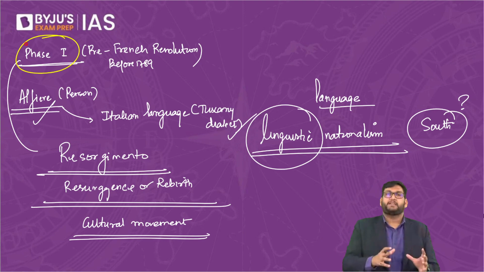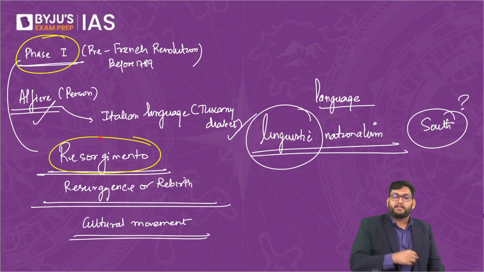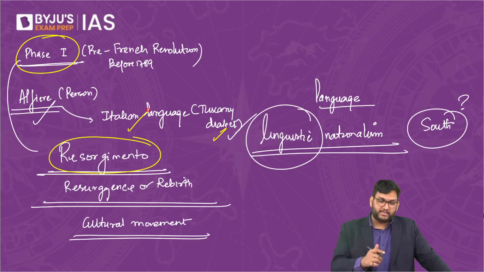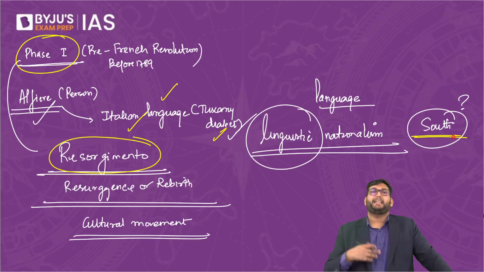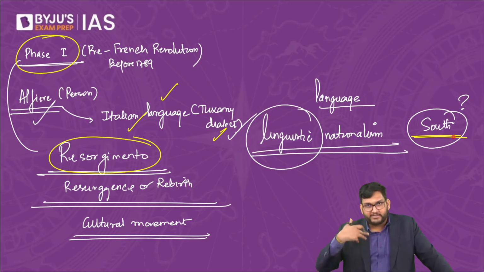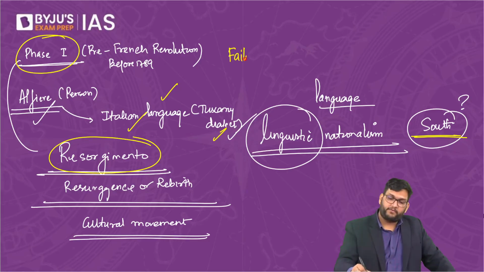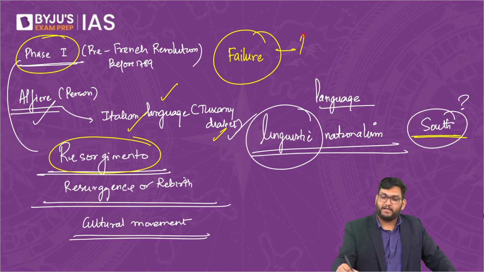So the first phase is called the Risorgimento. Risorgimento is Tuscany dialect becoming Italian language, and Italian language then being used as a way of uniting people. Now the problem is that if you are using a language to unite people, the southern Italian sectors did not really respond to it. Generally, they didn't understand it only. So very simply, the first phase was a failure because of limited impact.